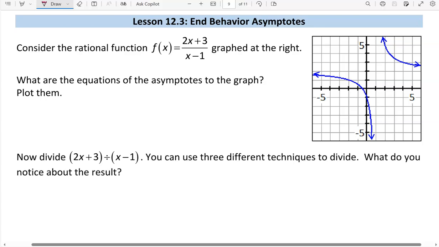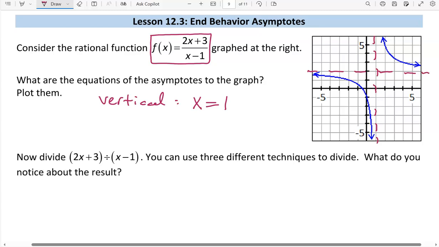In this lesson, we're going to concentrate on end behavior asymptotes for graphs. We're looking at a graph to the right of f of x equals (2x + 3) divided by (x - 1). We can see in the graph that there ought to be a vertical asymptote that has an equation x equals 1. And we can also see that there ought to be a horizontal asymptote with equation y equals 2.